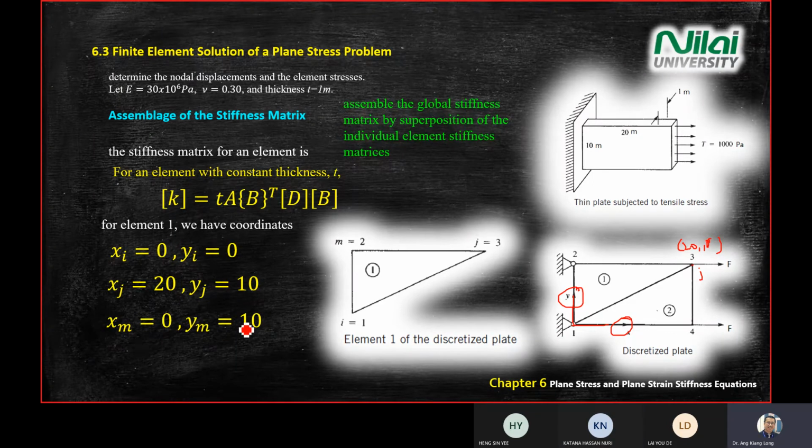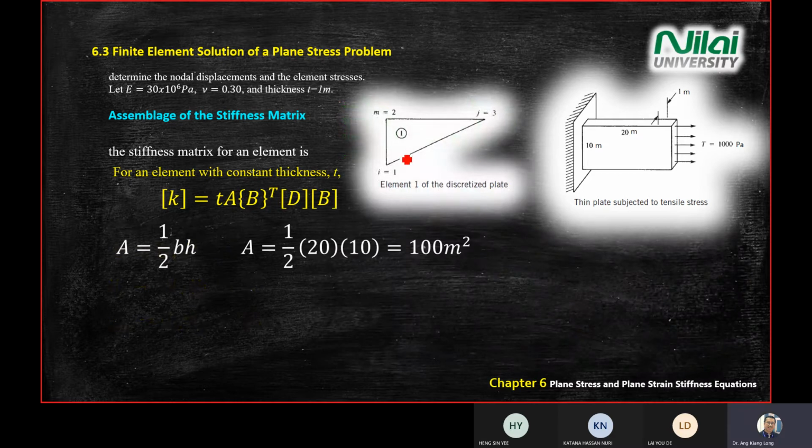Then same with the third point, the m. Xm equals 0, ym equals 10, sorry. So what is the reason why we need to know the coordinates? Because these coordinates can help you to calculate your B. You remember the 9 equations from the example just now? You just substitute all these xi, yi, xj, yj, xm, ym into the 9 equations just now. Then you can find B.